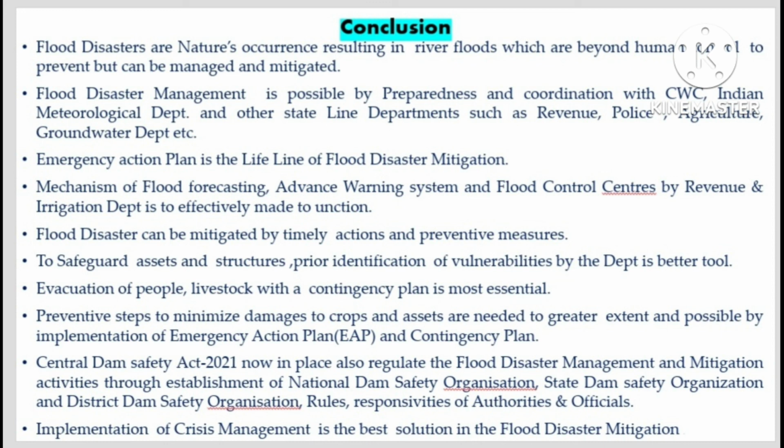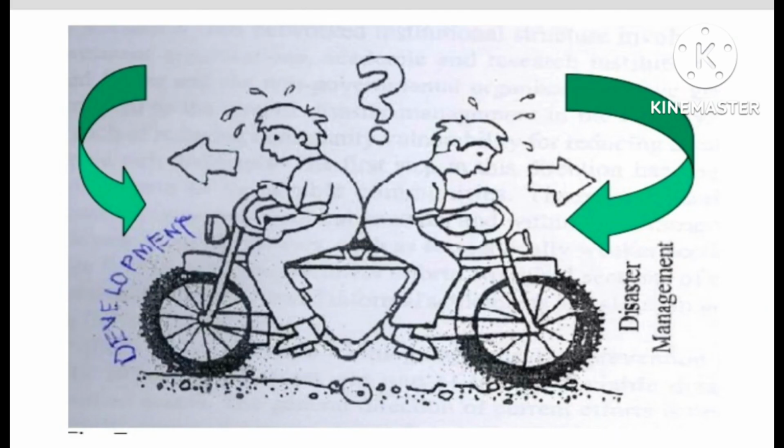Preventive steps to minimize damage to crops and assets are needed to a greater extent, and possible by implementation of the emergency action plan and contingency plan. Development and adjustment must go together, not in opposite directions.